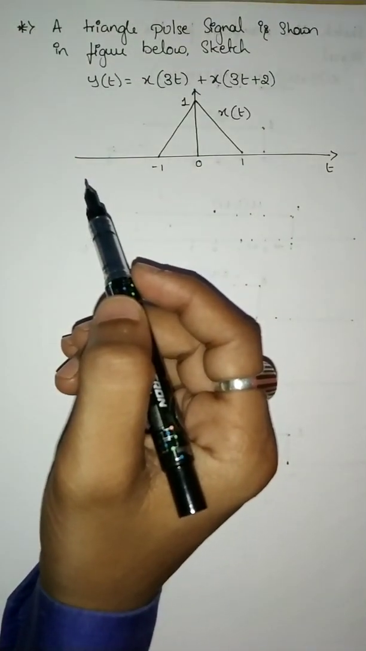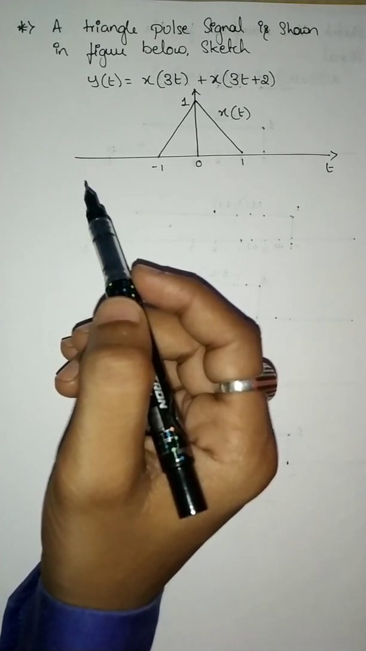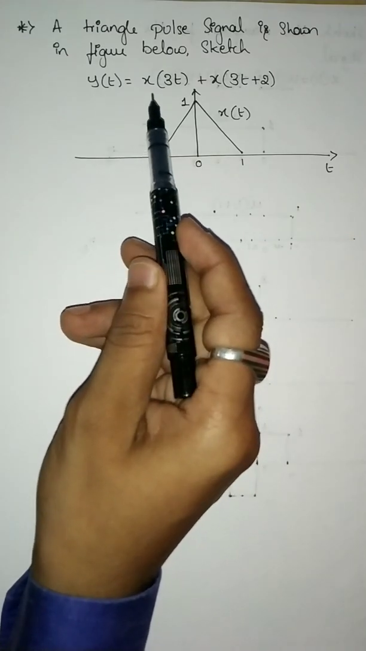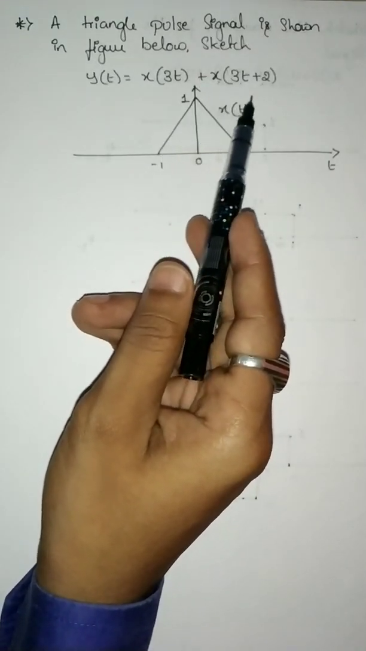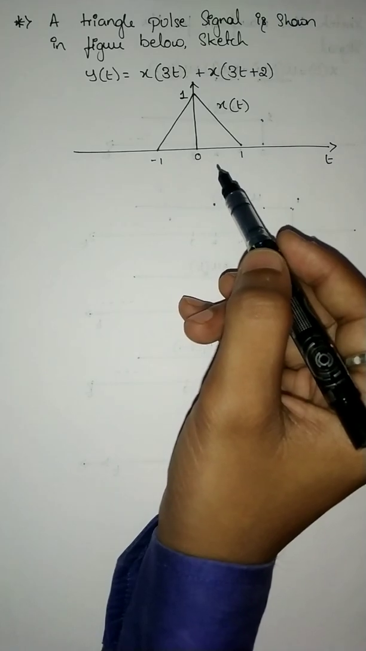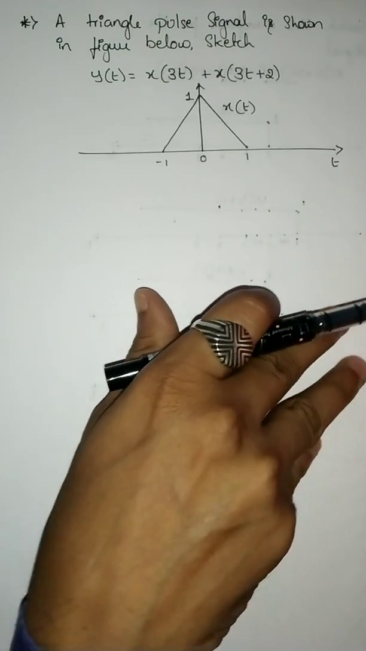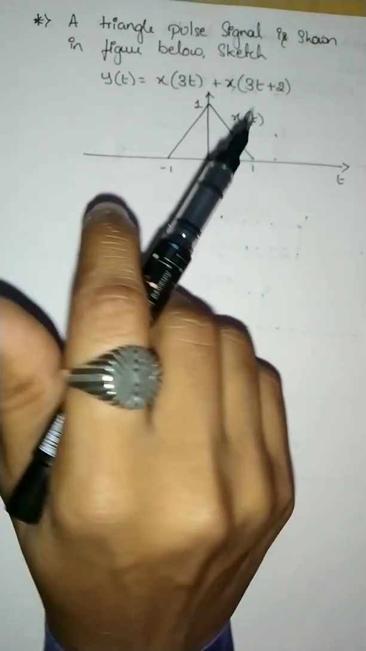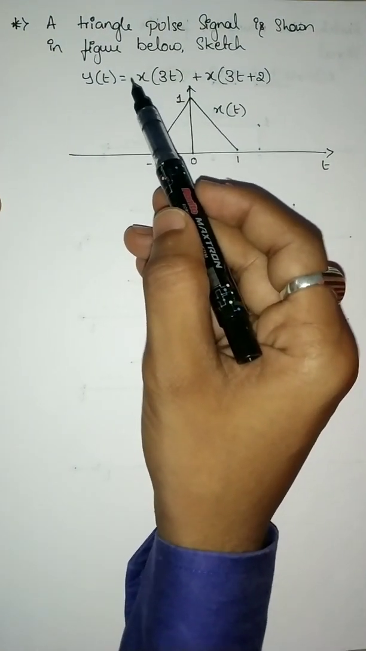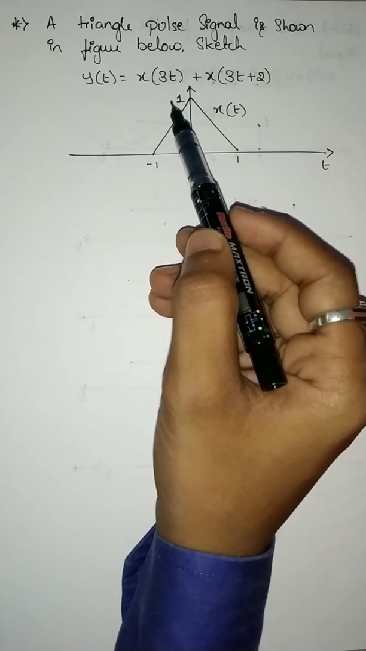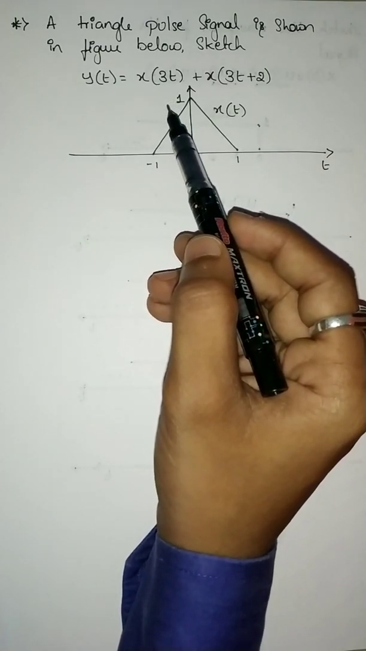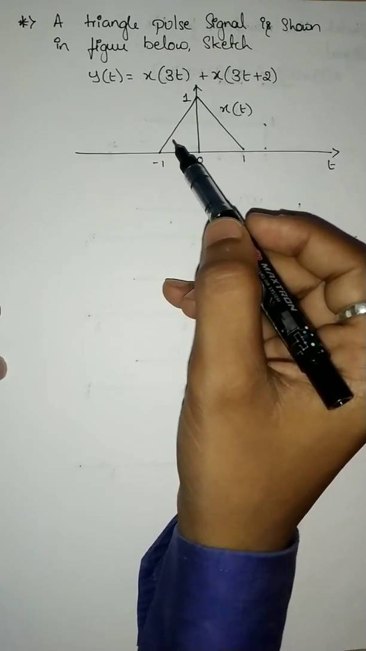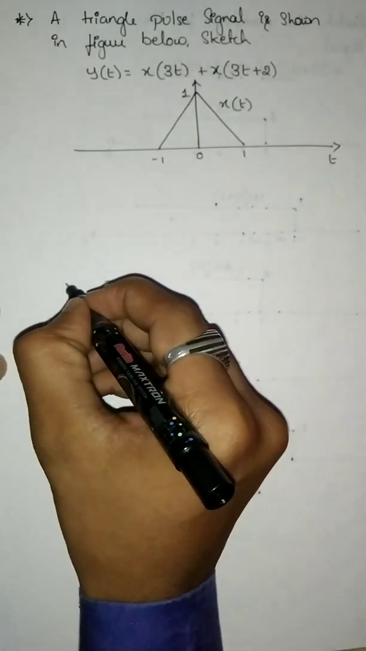A triangular pulse signal is shown in the figure below. Sketch y of t is equal to x of 3t plus x of 3t plus 2. In the previous problem it was t by 2, and now we are going to multiply it by 3 times. If we are multiplying it by 3 times, the signal is compressed, right? Now we are going to compress the signal. Here we are having the x of t signal. Let us solve for it.